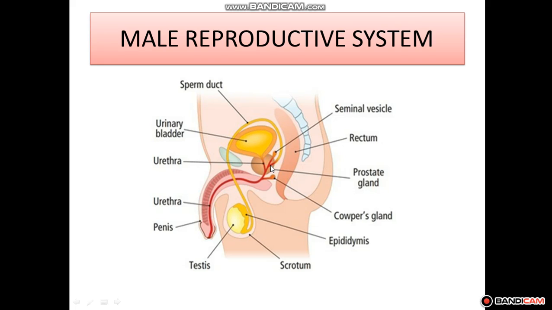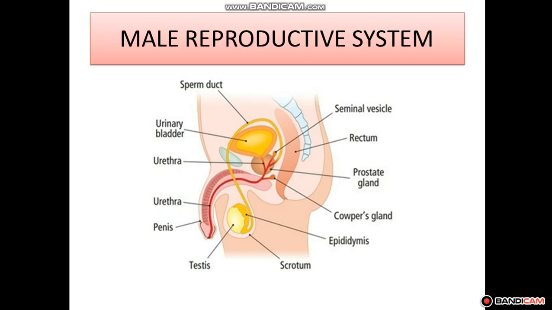Next part is the urethra. It's a long tube that arises from the urinary bladder to carry the urine. It runs through the penis and opens to the outside through the male genital pore. The urethra carries the urine from the bladder as well as semen from the spermatic duct through the penis.